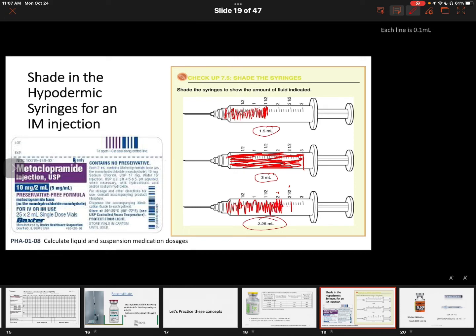So always look at your syringe so that you can understand how it's calibrated. Not every syringe is calibrated exactly the same, but there are some standard calibrations, for example, 3cc syringes. They're all calibrated the same. But another type of syringe will be calibrated slightly different.